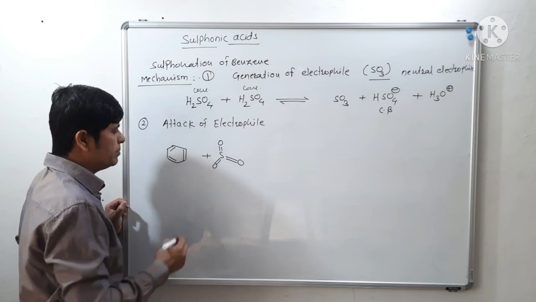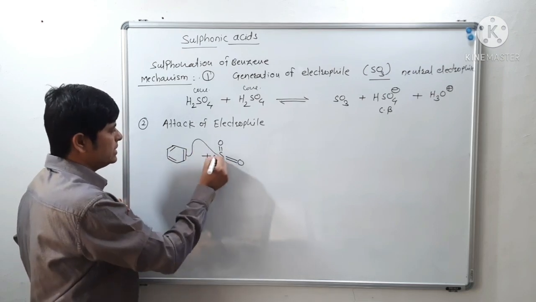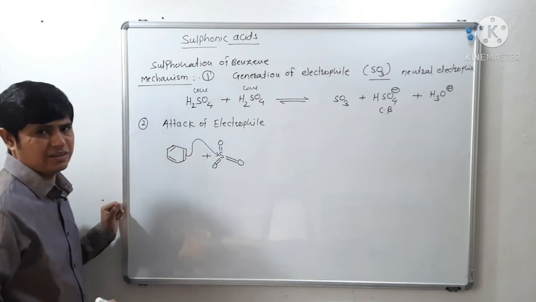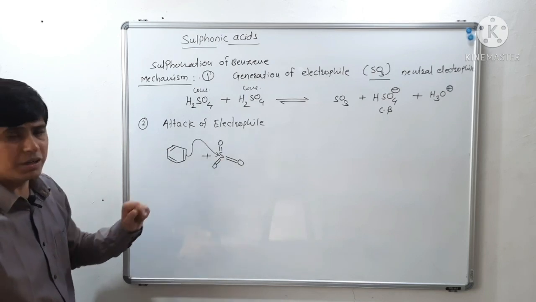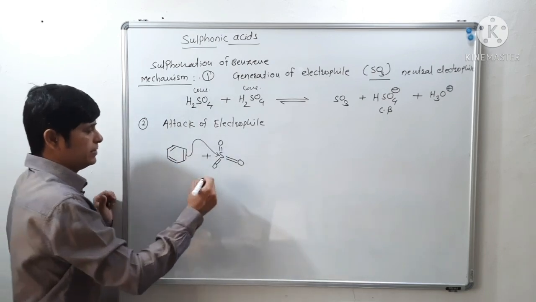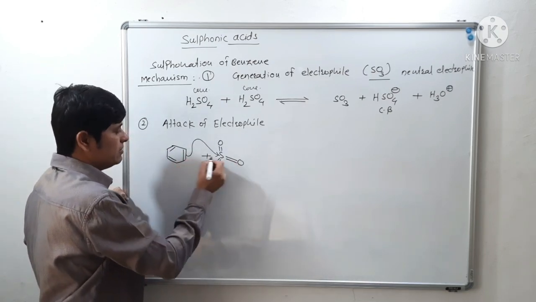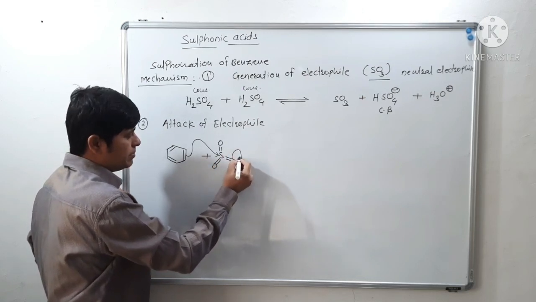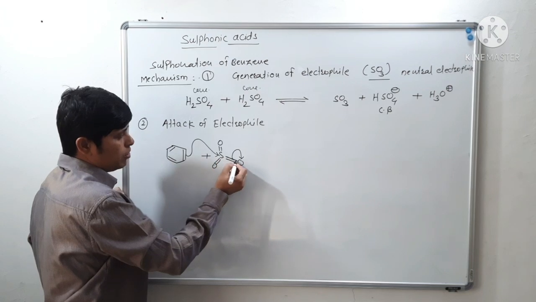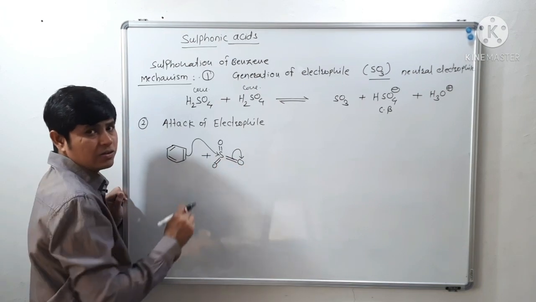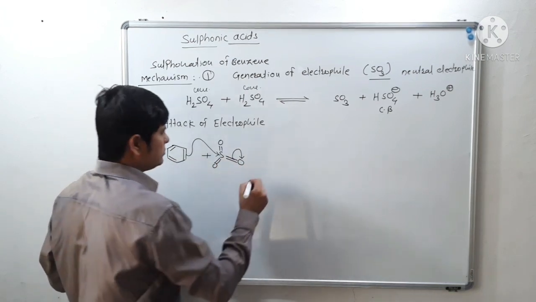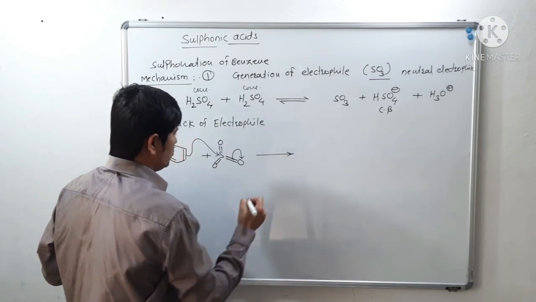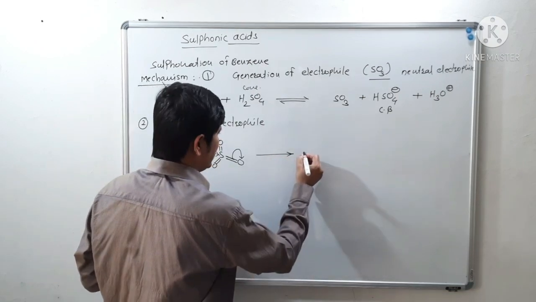So the movement of electrons will be from the nucleophile, that is from benzene, to sulfur trioxide. The sulfur atom is more electron deficient in sulfur trioxide, so benzene will attack this sulfur atom. At that time there will be shifting of the pi bonding electron density onto the electronegative oxygen. So we will get an intermediate like this.